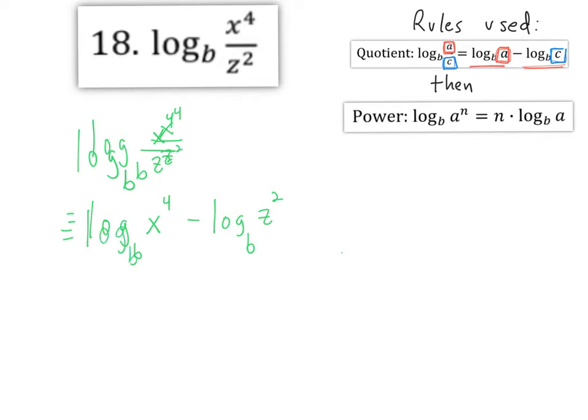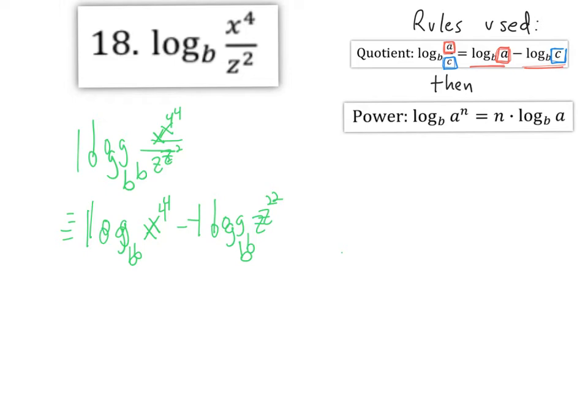First log, log base b, the numerator of the fraction, x to the 4th, that goes in the first one. And then we'll have another minus another log base b. And then the denominator of the fraction, the z squared, goes in the second log.